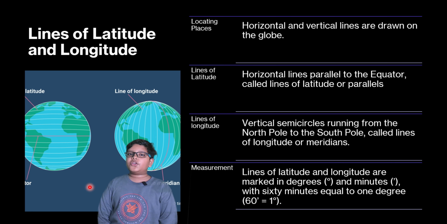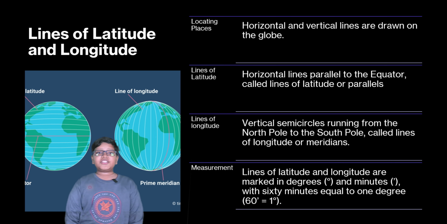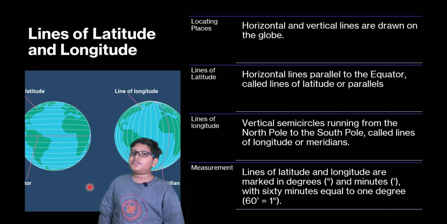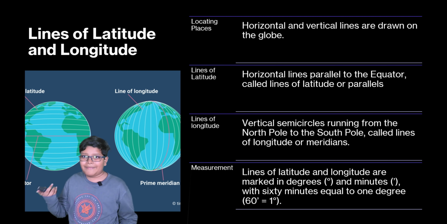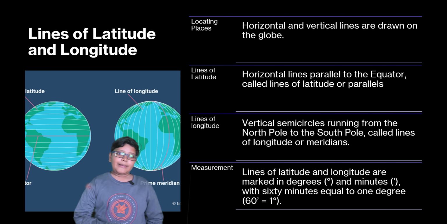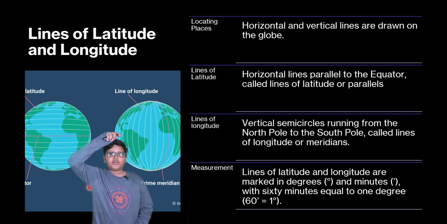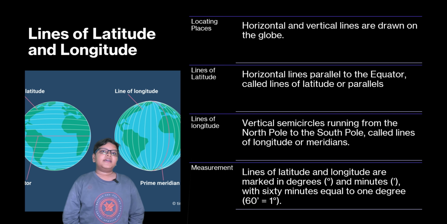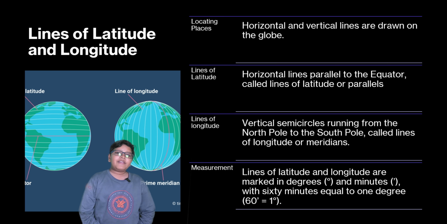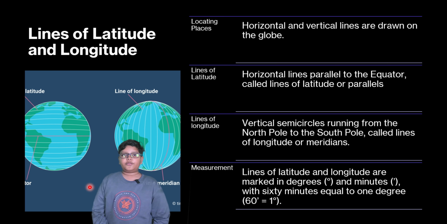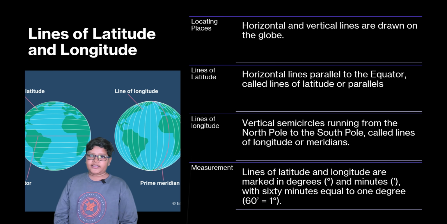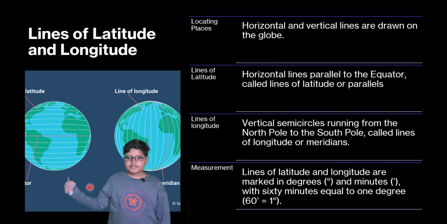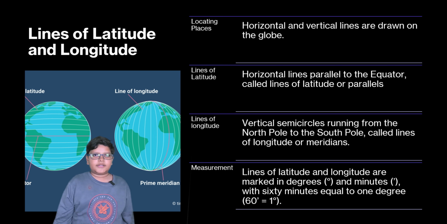To locate places on the globe, horizontal and vertical lines are drawn on it. The horizontal lines are drawn parallel to the equator and are known as latitudes or parallels. The vertical lines are semicircles that run from the North Pole to the South Pole, and are called lines of longitude or meridians. The lines of latitude and longitude are marked in degrees and minutes, sometimes even seconds. 60 minutes equal 1 degree and 60 seconds equal 1 minute.